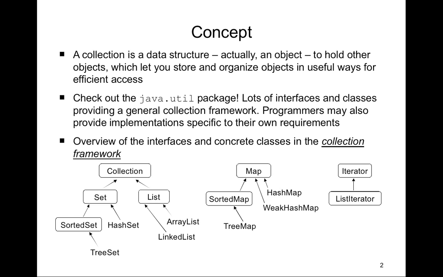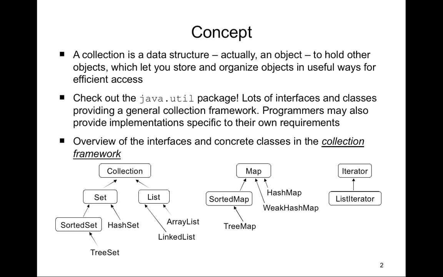And what is that? It's actually an object to hold other objects. So we have different types that fall into this category. These are objects which let you store and organize objects in useful ways for efficient access. So you don't have to reinvent the wheel when you want to create a stack or a queue, and I'll be talking about those. I mentioned the concepts last Monday, so we're continuing with that.